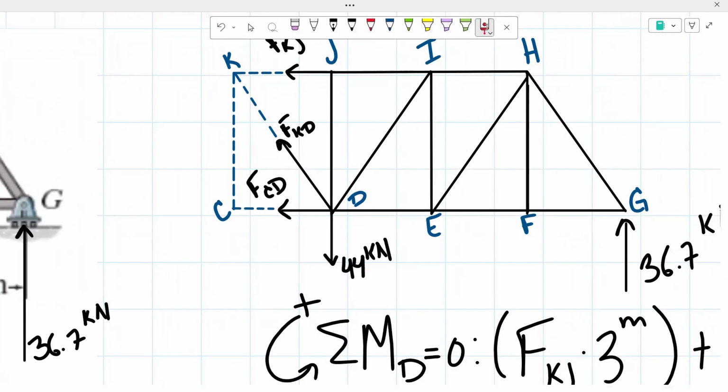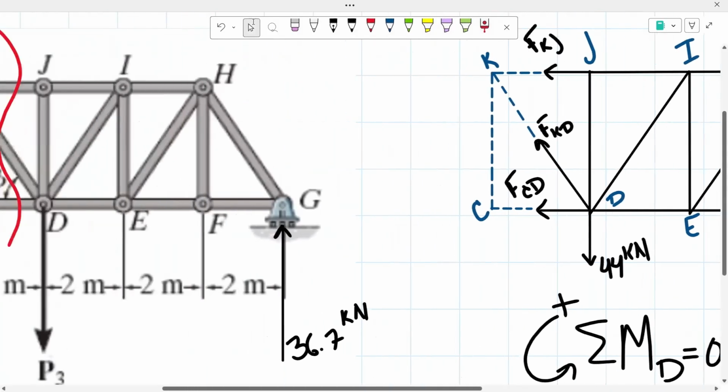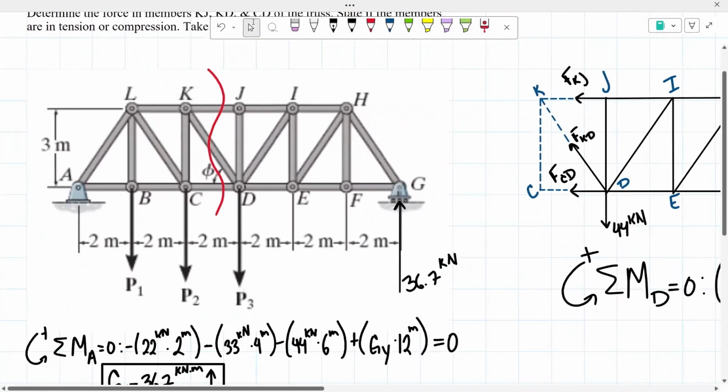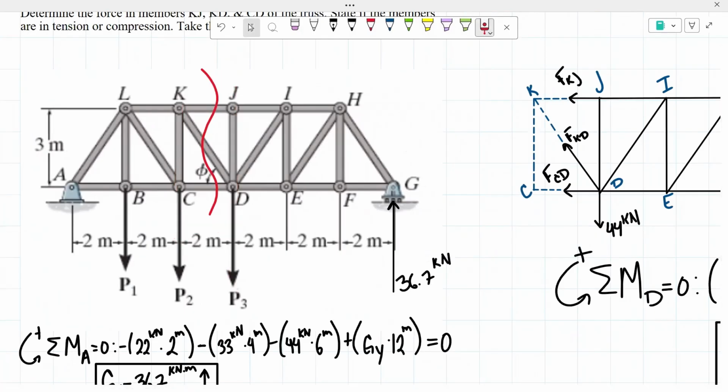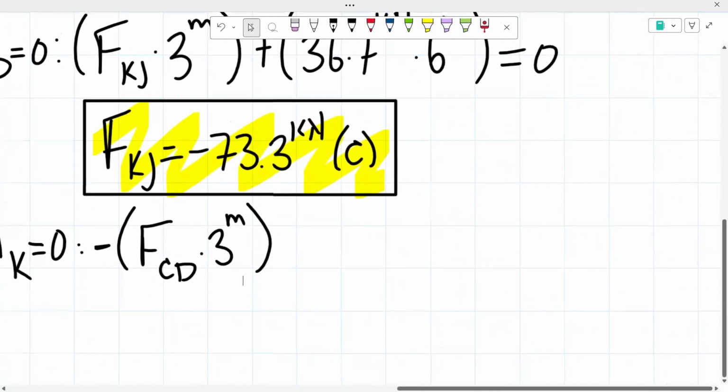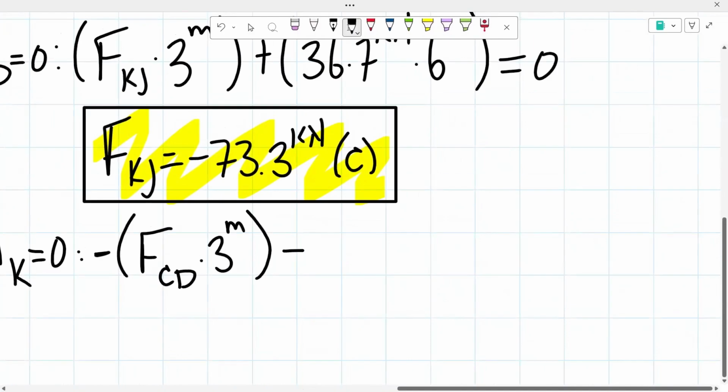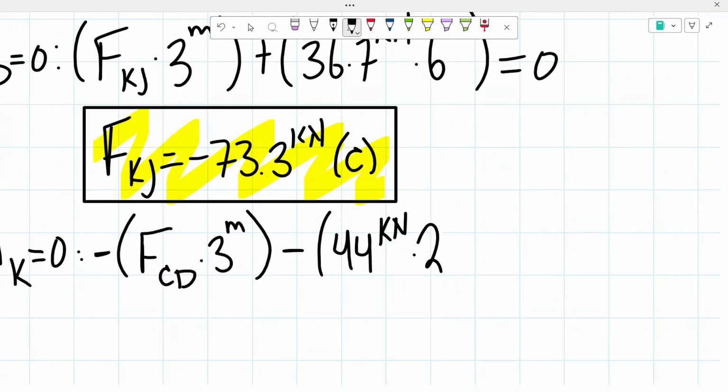From there, we have our 44 kilonewtons. We know that it is going downwards, so it's also going to be creating a clockwise moment, meaning a negative moment. And then we know that from here to here, there is a distance of 2 meters. So we have, once again, a negative moment of 44 kilonewtons times 2 meters.